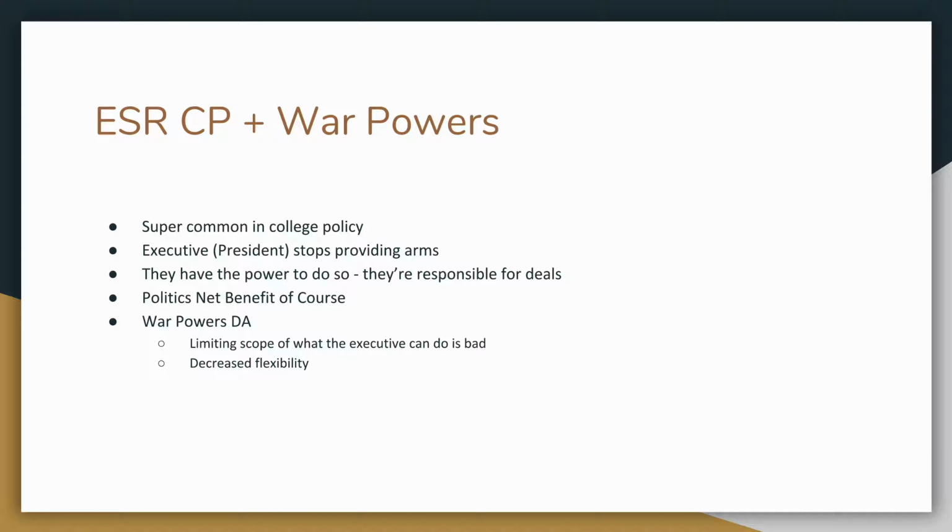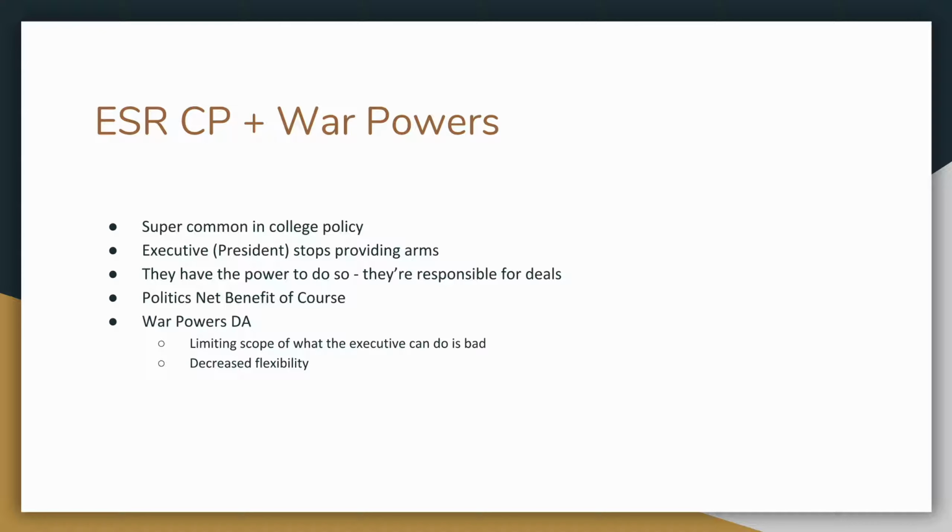First, this is the executive self-restraint or ESR Counter Plan and war powers disad. This is one of the most common arguments in college policy right now, which is a different topic, but also about foreign policy. The counterplan essentially says the executive, i.e., the president, should basically stop providing arms or military aid or other sorts of military assistance to authoritarian countries. The power to do so rests largely in the executive. They're the ones who make the deals through the Department of State, through treaties and that sort of thing. Well, a lot of those are subject to congressional approval.